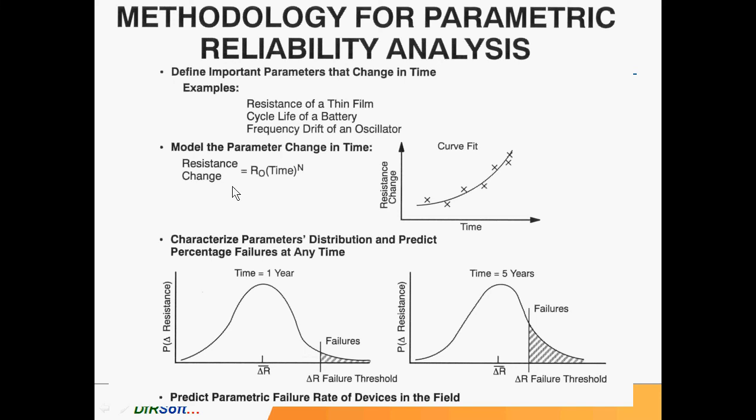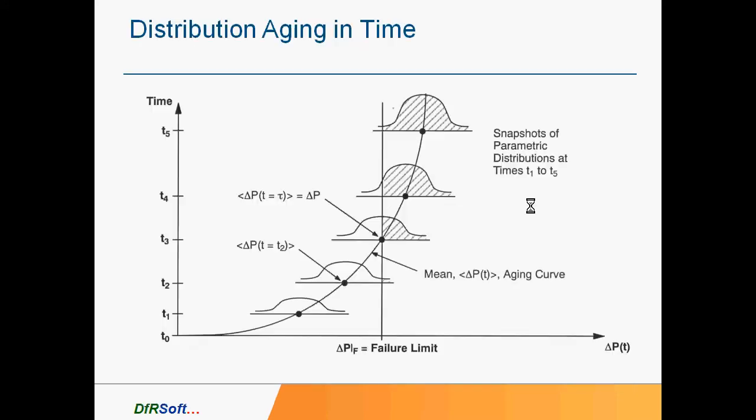So here's an example. We have a resistor that's drifting in time, and there's some power law for that. In this case, there are a number of them, and they drift out of specification. You can see the fractional failure that's occurring over time. That is being done, and as long as you fit your distribution, you can actually predict this.